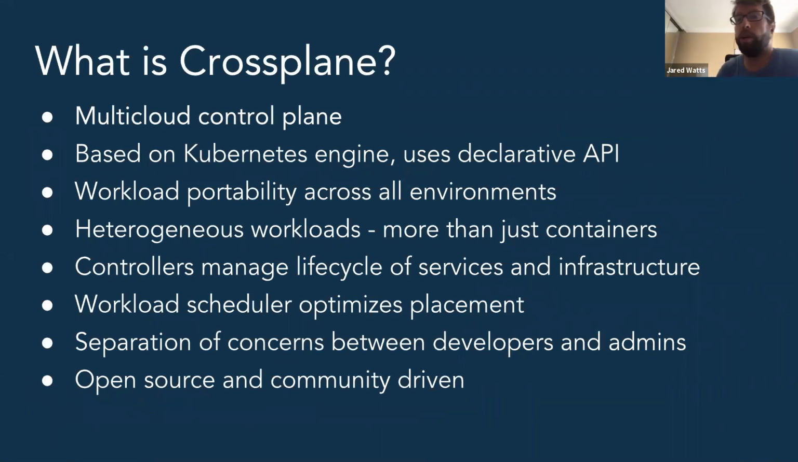We already got a good introduction there that kind of captured the essence of it. So really, the core fundamental of what Crossplane is accomplishing here is that it's a multi-cloud control plane. So it's an API, a set of controllers, et cetera, that spans across cloud providers, regions, on premises, a lot of different disparate environments. It's based on the Kubernetes engine, so it surfaces the declarative API for users or administrators or developers to interact with.